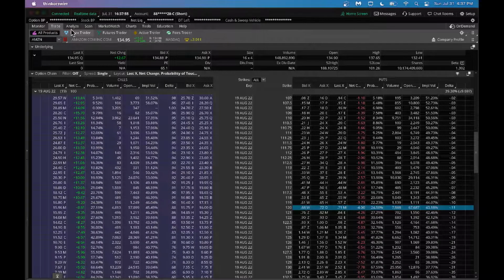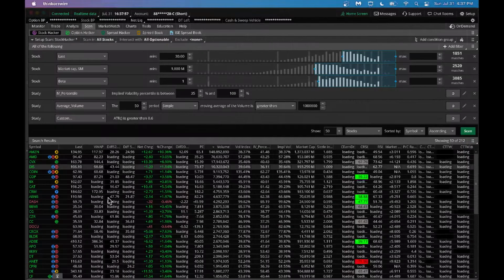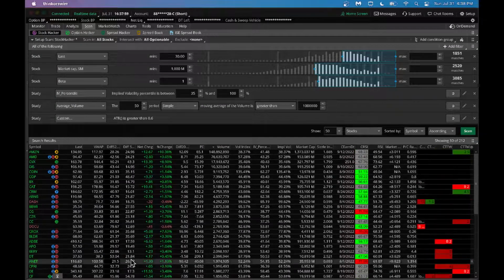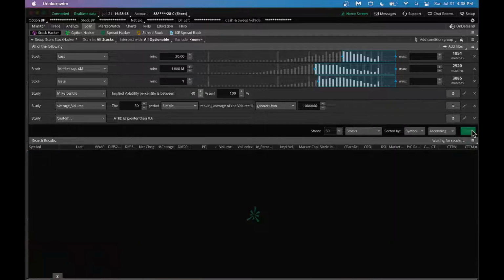All right, so we can go back here to our scan, and look, we got a few more names coming up here. I love many of these names. Look, we got Chevron here. Chevron IV percentile is 40. You could go for Chevron also. Normally I would even say more than 40 here, so that way you get a little more juicier premium and go from there.